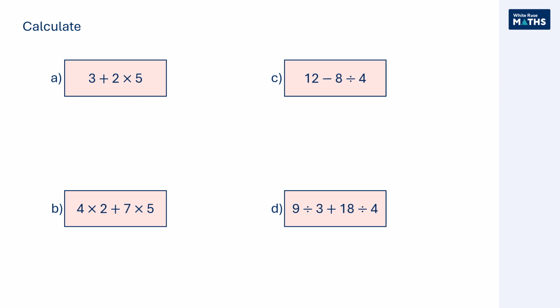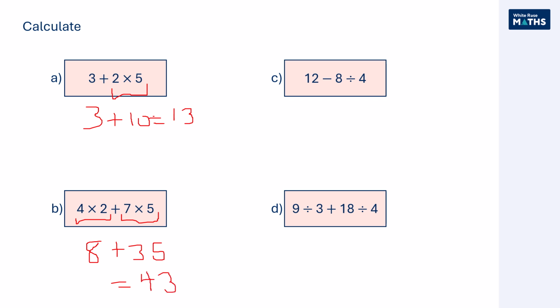Okay, next part. Calculate part A: 3 plus 2 times 5. Remember your order of operations. Do the multiplication first, so 2 times 5 makes 10, and 3 plus 10 is equal to 13. What about part B, guys? 4 times 2 plus 7 times 5. Again, the multiplication first for each part: 4 times 2 is 8, plus 7 times 5 makes 35. So 8 plus 35 makes 43.